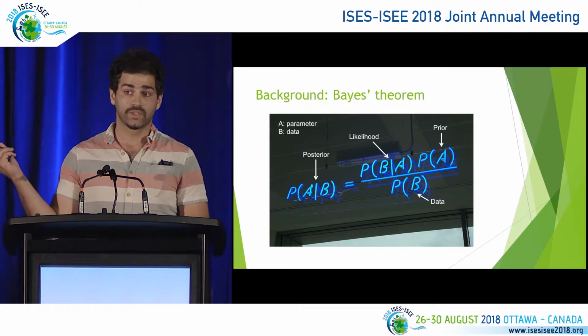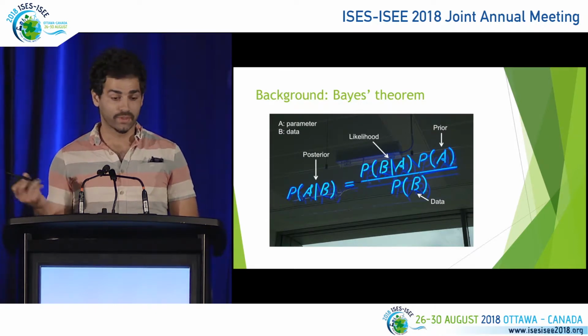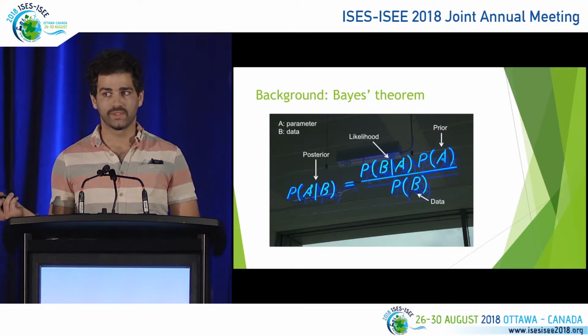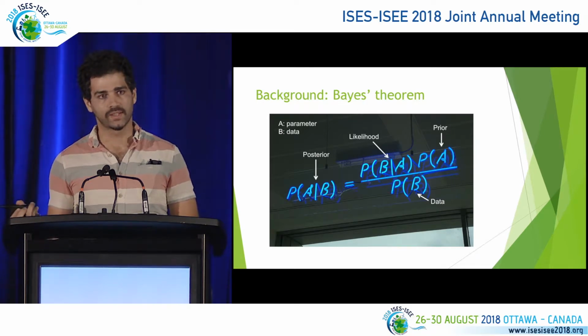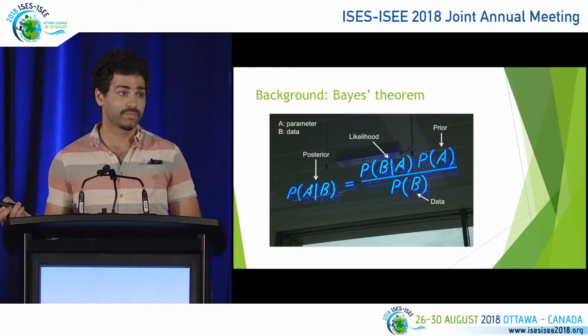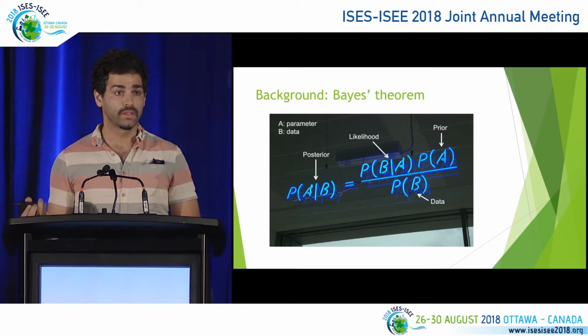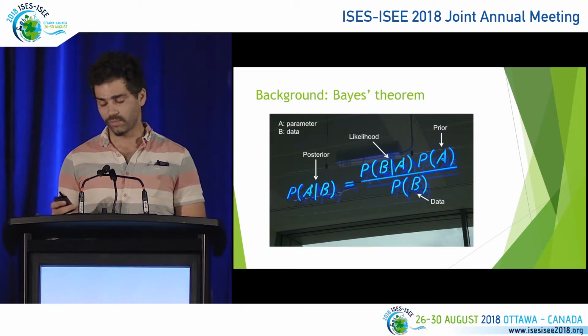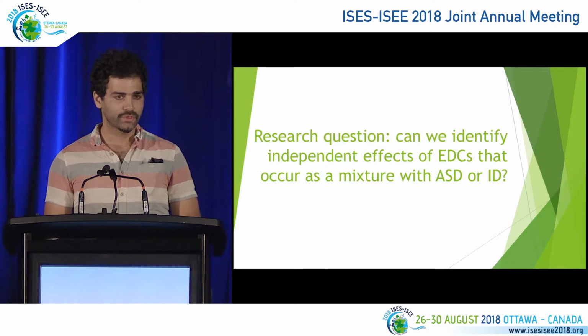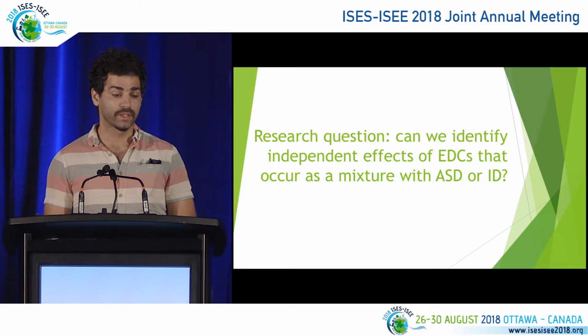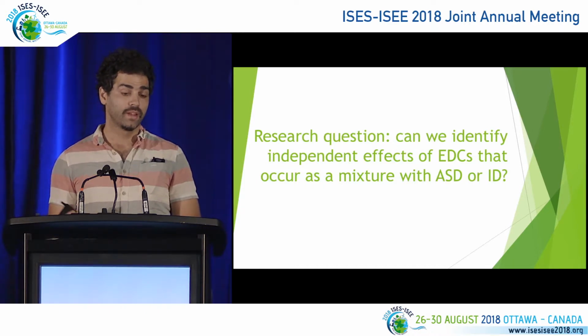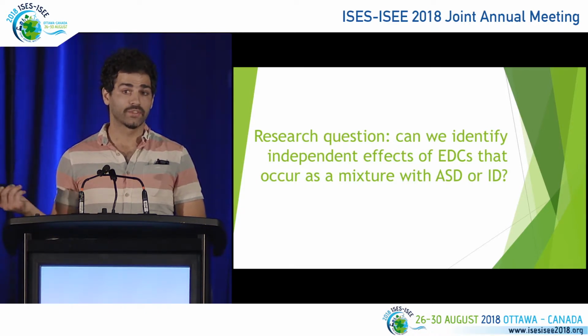The P of A is the prior, and that's the really interesting Bayes part. The P of B on the bottom, we just basically ignore. It's the probability of the data, and we just take the data as a given. So the prior is the part that's very helpful to us, and as you can see, what you get from a Bayesian model on the left side of the equation, the posterior, is just a product of the likelihood approximation and the prior. So the research question I want to ask is, can we identify independent effects of endocrine disrupting compounds that occur as a mixture with autism spectrum disorder or intellectual disability?